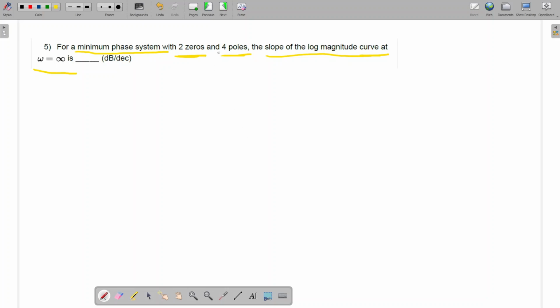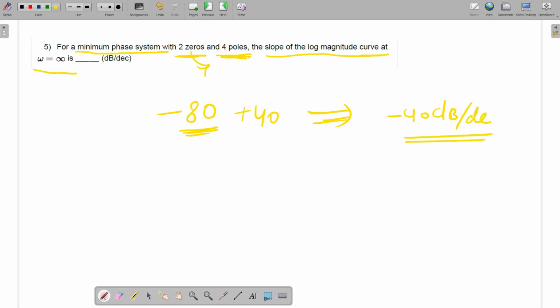So 4 poles, how much will they contribute? Minus 80, correct? And 2 zeros, how much will they contribute? Plus 40 decibels. So at infinity, which will be dominant? Poles will be dominant. So what will be the final slope? Minus 40 dB per decade. Easy only.